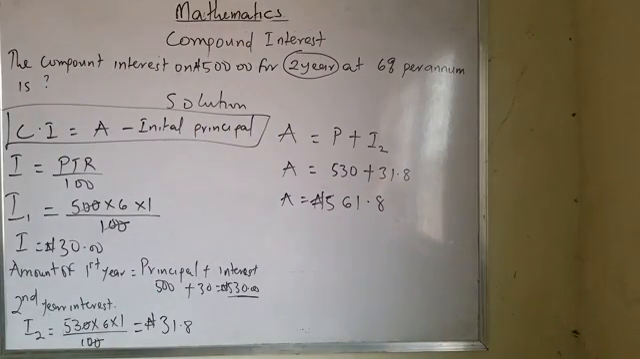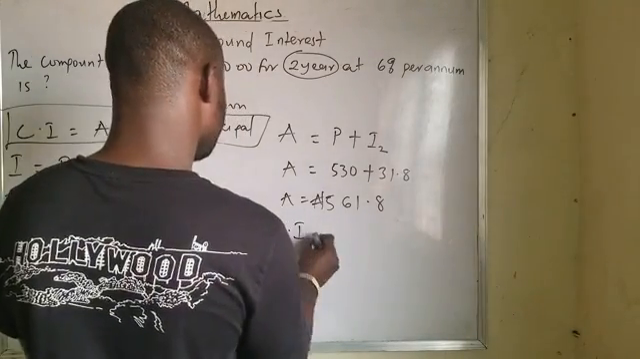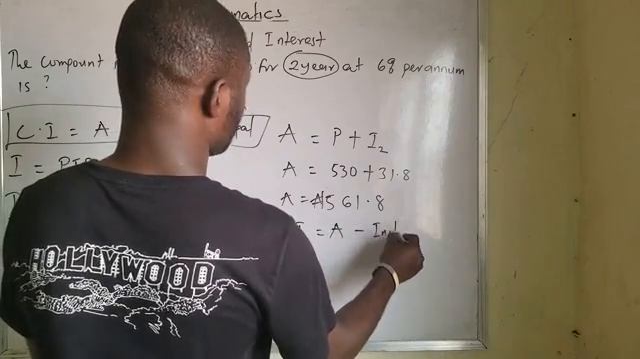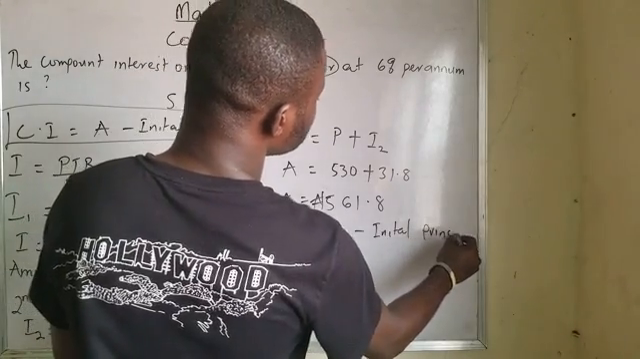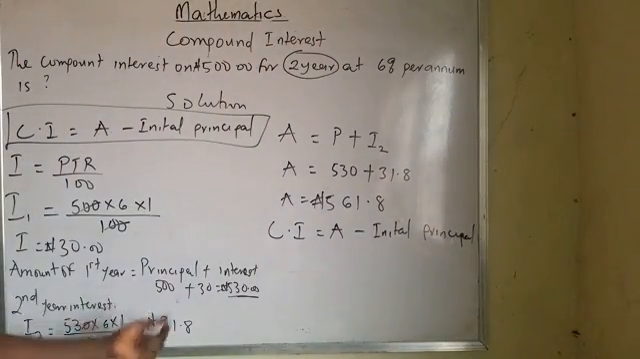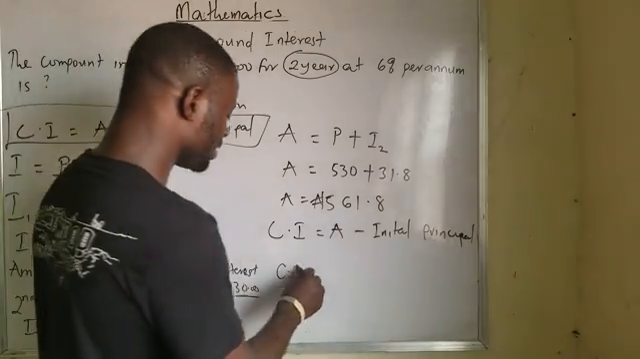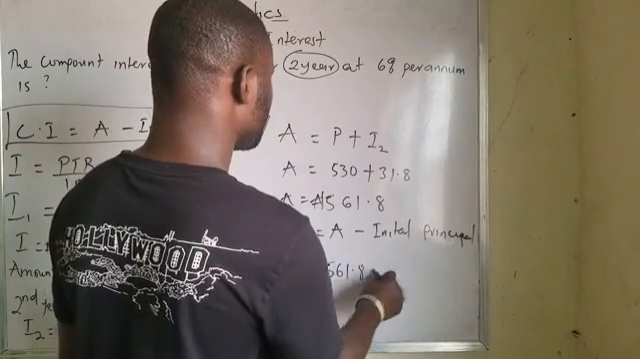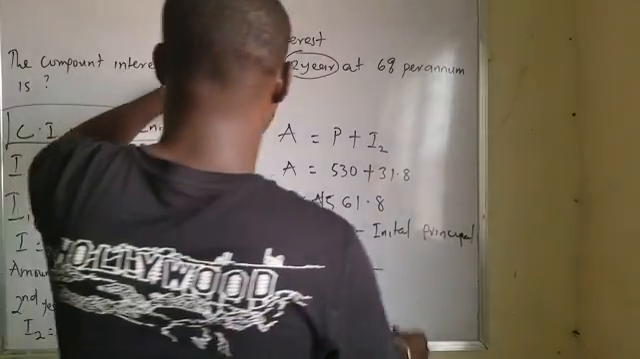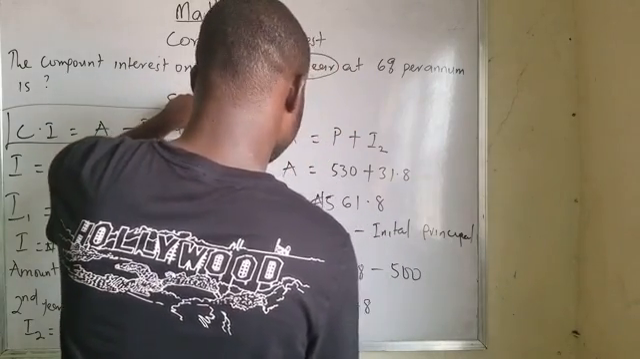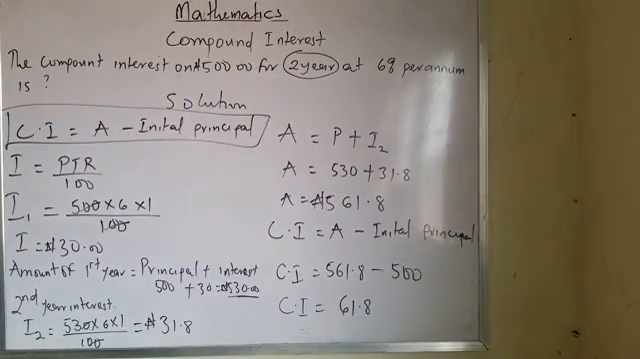Now, the next thing I will do is that compound interest. We now come back to this. Compound interest equals amount minus initial principal. Please, not the principal you get at the beginning of the second year, but the initial principal. It means compound interest will be equal to, what is my amount? It's 561.8 minus the initial principal, which is 500 naira, which I'll be having 61.8 naira. Now, that is the compound interest we are talking about.